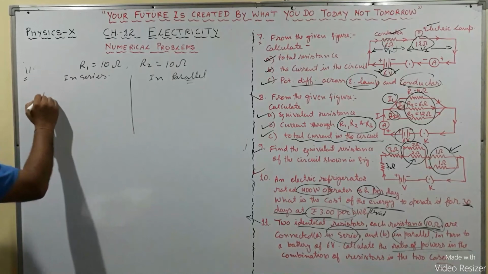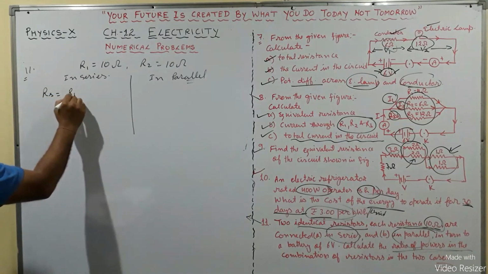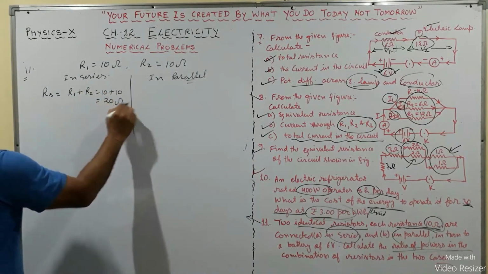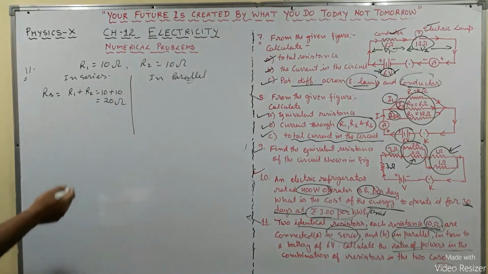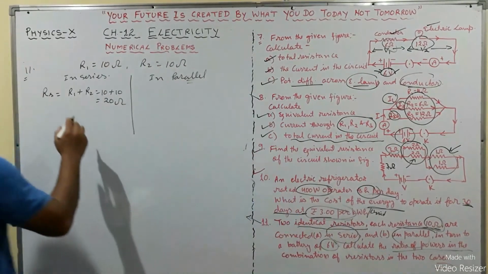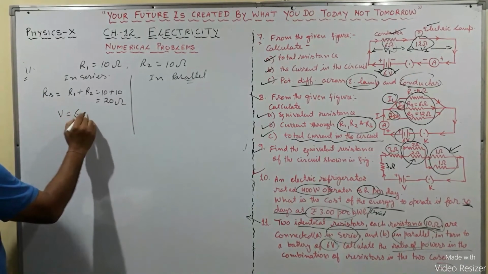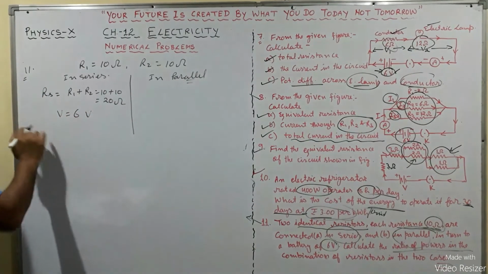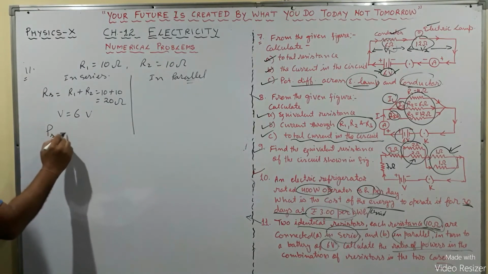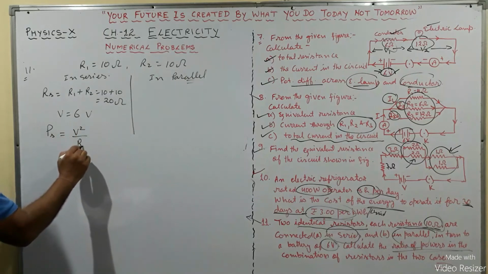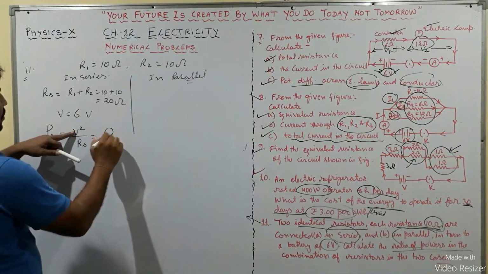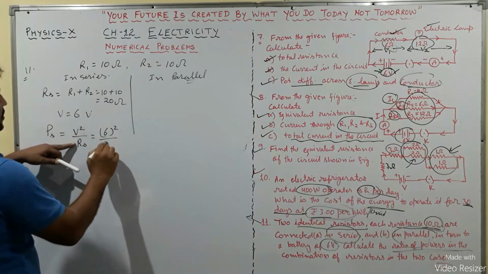First of all, we will find the equivalent resistance for series combination, that is R1 plus R2, that is 10 plus 10 equal to 20 ohm. After that you can find the power consumed. The potential difference V is equal to 6 volt. So the power in the series combination is PS, that is V square upon RS, that is 6 whole square by RS, which is 20.